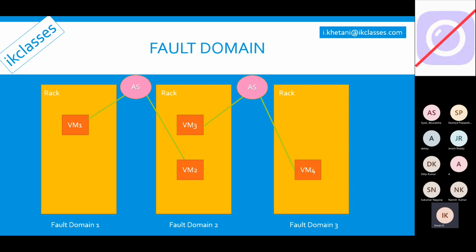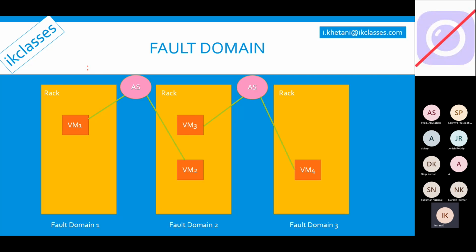So consider a fault domain as your rack. Okay. So if something happens to this rack, my VM is down. So that is my fault domain. This is the first fault domain I have. Similarly, the second rack will become your second fault domain. The third rack will become your third fault domain. The fourth rack will become the fourth fault domain.